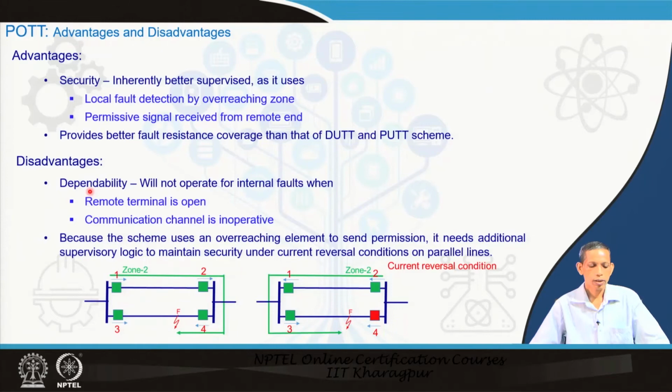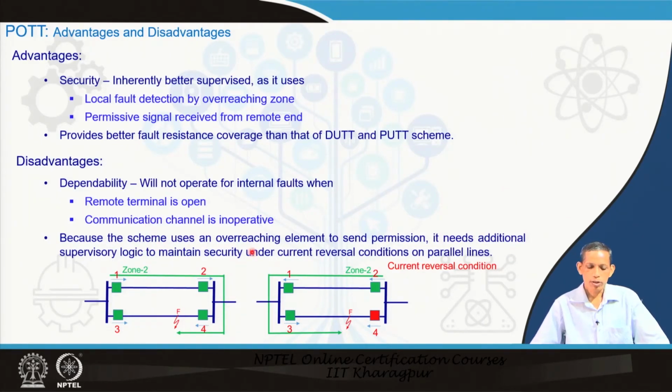The disadvantage is the dependability aspect: it will not operate for internal faults when the remote terminal is open. From the remote end, you will not find zone 2, so no signal will be coming, because it is a permissive one. Therefore, the local side, whichever side the breaker is connected to, will also not be able to make a decision. That is why the faster isolation protection advantage cannot be exploited. In case of a communication channel being inoperative, the other end will also not receive any signal, so then also you cannot exploit the advantage.